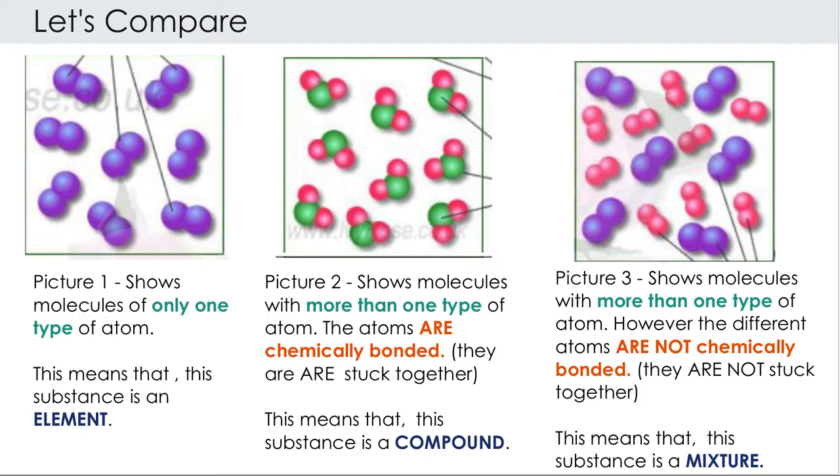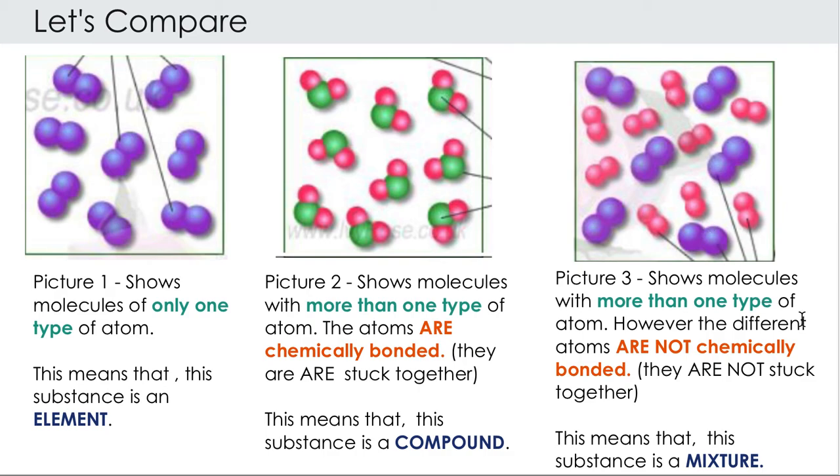So let's compare. Picture one shows molecules of only one type of atom. What does this mean? This means that this substance right here is an element. This is pretty easy. You guys know that. Picture number two shows molecules with more than one type of atom. The atoms are chemically bonded. They are stuck together. This means this substance is a compound, okay? It's a compound because the green and the pinks are together.